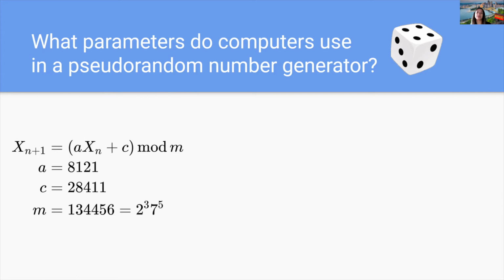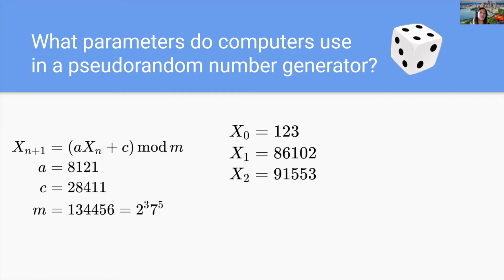One common set of parameters used by computers in practice is shown here. A equals 8,121, C equals 28,411, and M equals 134,456. So if we start with an initial seed of x0 equals 123, we get the sequence x1 equals 86,102, x2 equals 91,553, x3 equals 123,100, x4 equals 43,151, and so on using this recurrence relation.